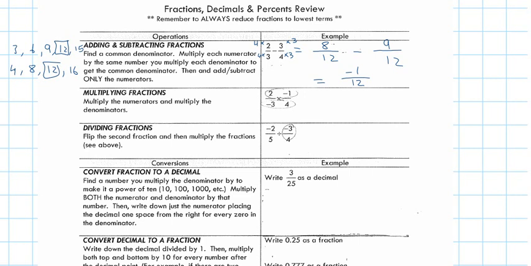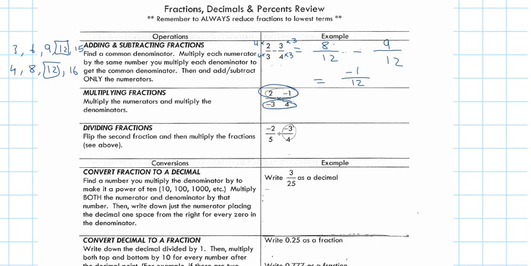So this will be done for both adding and subtracting. Okay? When we're talking about multiplication, it's the easiest of all the operations. Okay? Multiplying fractions, all you have to do is multiply your numerator by the numerator, and multiply your denominator by the denominator, and then you reduce. Okay? Multiplication is easy. Top by top, bottom by bottom, done.